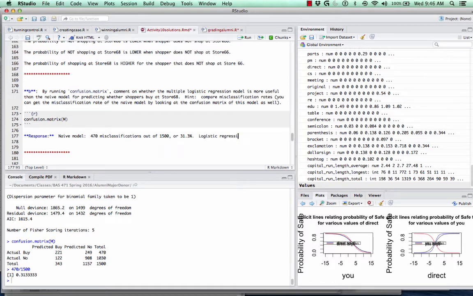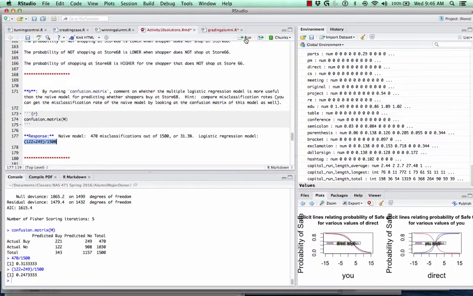Our logistic regression model, well, two types of errors it can make. It can either predict buy, but in actuality they don't, or it can predict that they won't buy, but in actuality they do. So we have a total of 122 plus 249 out of those 1,500 customers that our model incorrectly predicts for a misclassification rate of 24.7%. So yeah, our logistic regression model is much better than the naive model for making predictions here. Its misclassification rate is noticeably lower here. So the model is much better than the naive model at making predictions.